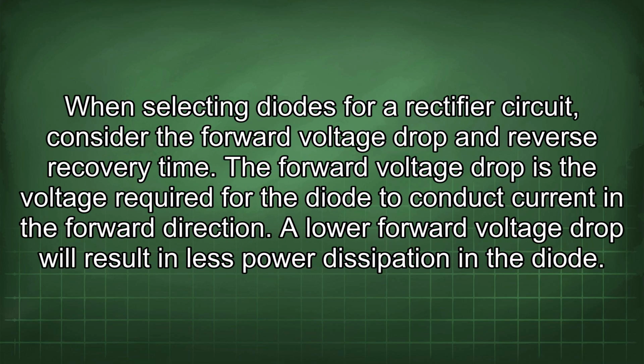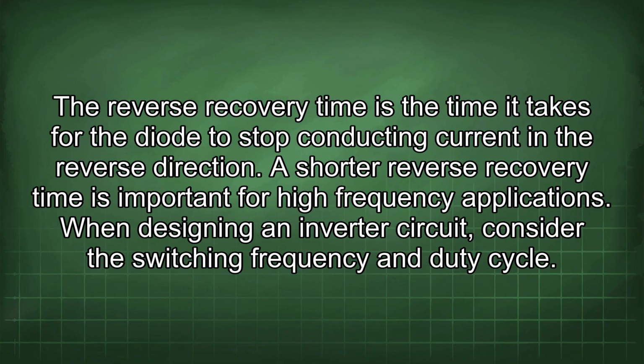When selecting diodes for a rectifier circuit, consider the forward voltage drop and reverse recovery time. The forward voltage drop is the voltage required for the diode to conduct current in the forward direction. A lower forward voltage drop will result in less power dissipation in the diode. The reverse recovery time is the time it takes for the diode to stop conducting current in the reverse direction. A shorter reverse recovery time is important for high-frequency applications.